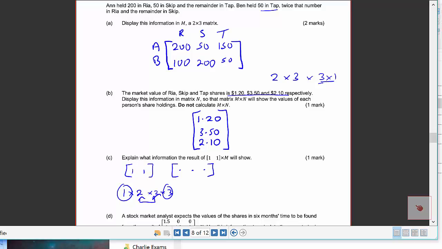Now if you do L times this matrix, the first multiplication is 1 times 200 and 1 times 100. Add those together is 300. That's the total shares owned in RIA. And then when you do 1 times this, that's the total shares owned in Skip. So it's going to be the total shares held in each of the companies.